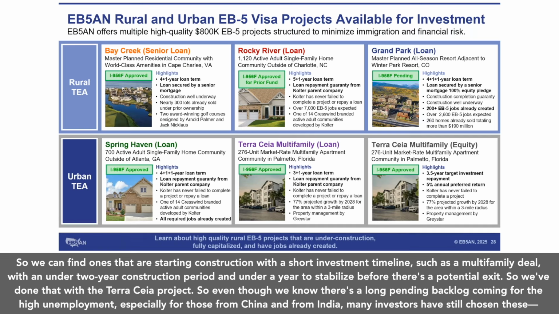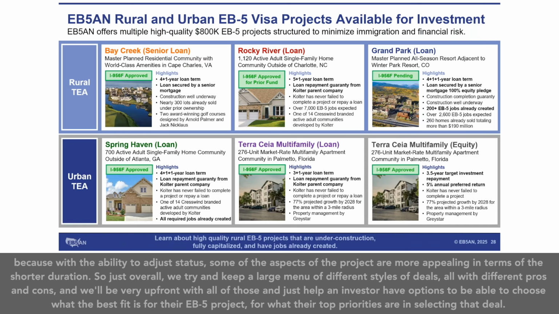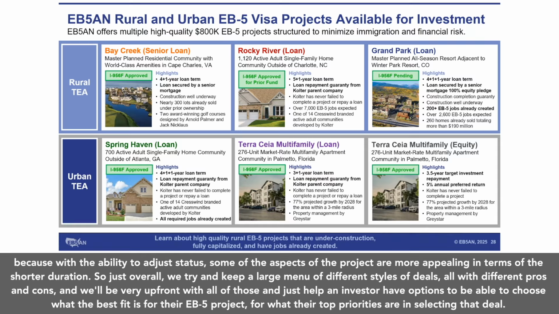So even though we know there's a long pending backlog coming for the high unemployment, especially for those from China and from India, many investors have still chosen these because with the ability to adjust status, some of the aspects of the project are more appealing in terms of the shorter duration. So just overall, we try and keep a large menu of different styles of deals, all with different pros and cons, and we'll be very upfront with all of those and just help an investor have options to be able to choose what the best fit is for their EB-5 project for what their top priorities are in selecting that deal.